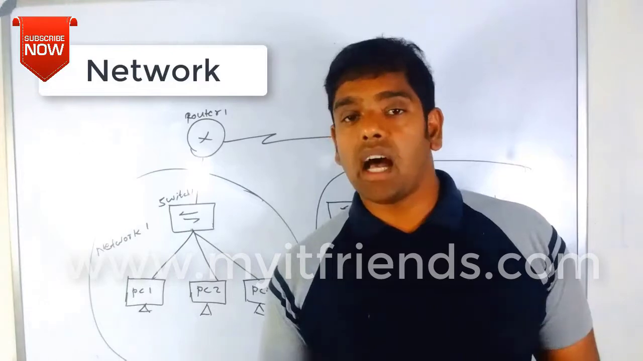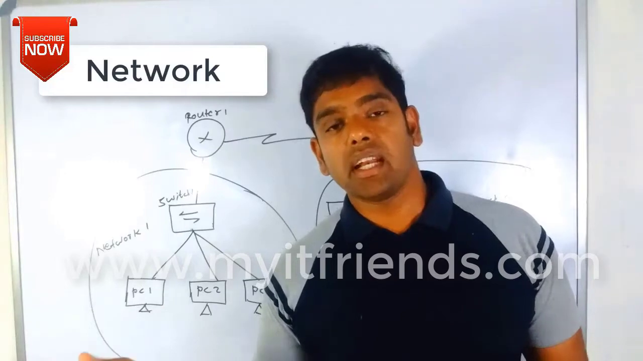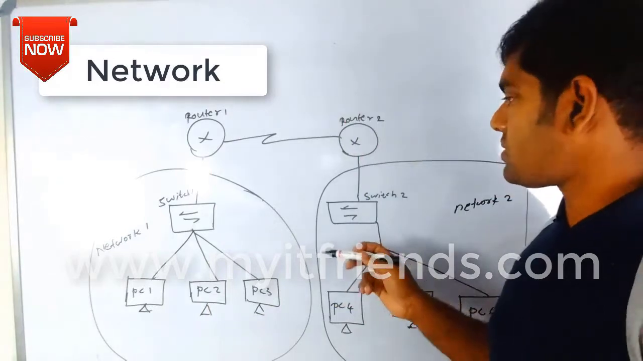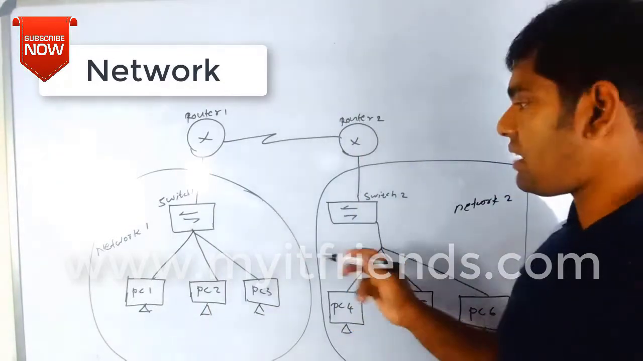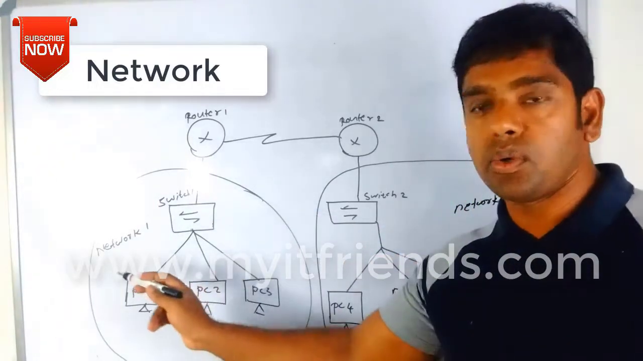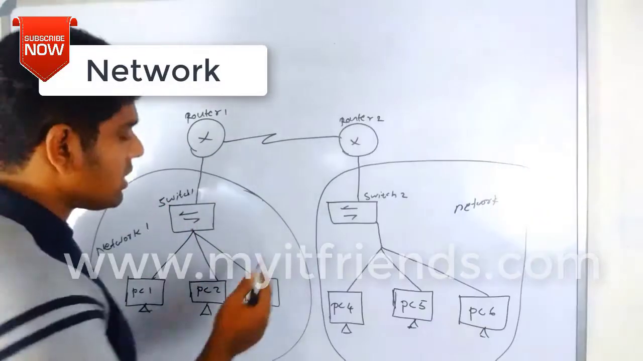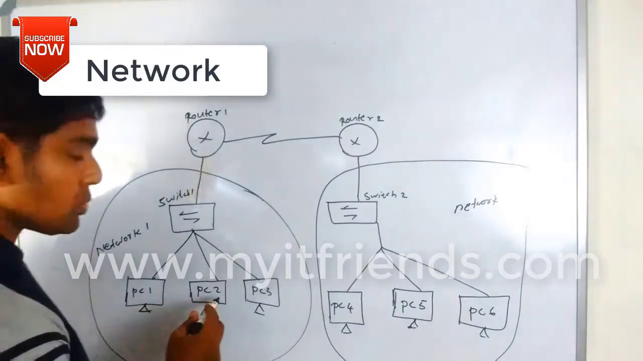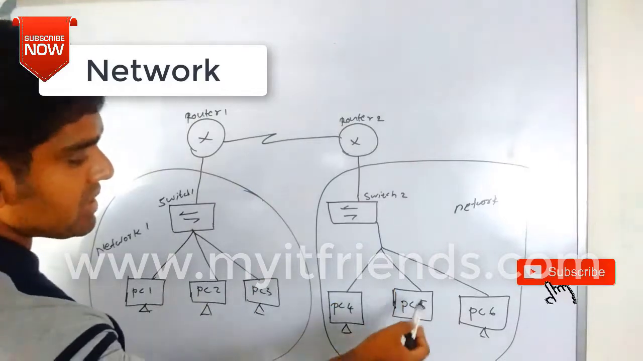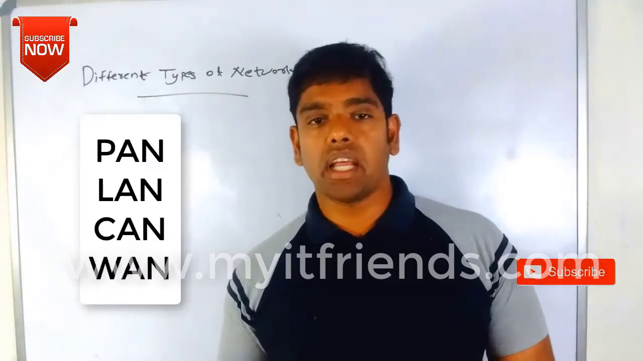After networking, meaning after the process of connecting different networking devices together, we can create a network. In this diagram, we can see that after the process of interconnecting different networking devices, we could create two networks, network 1 and network 2. And we could configure PC1, PC2, PC3 in network 1 and PC4, PC5 and PC6 in network 2.